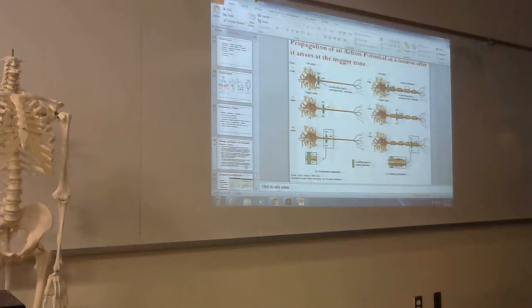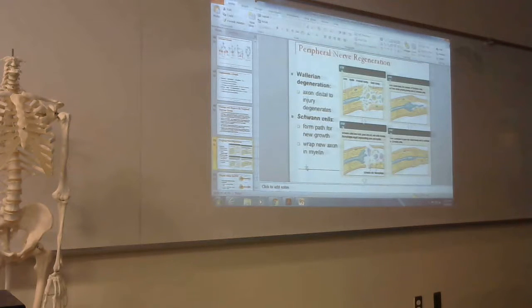When neurons are injured in the peripheral nervous system, only in the peripheral nervous system, there's possibility for regeneration. The distal stump undergoes Wallerian degeneration, then the Schwann cells will sort of form like a cast to guide the regeneration of your axons so they can meet again.